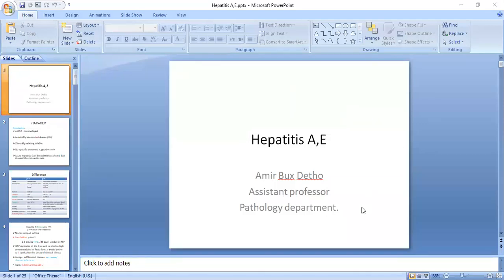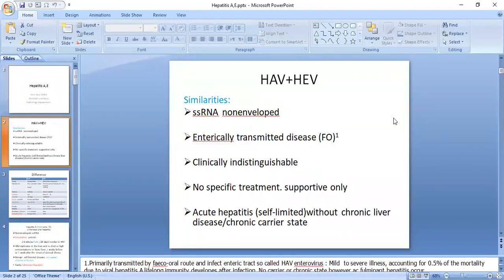Let us start with the topic of hepatitis A and E. I have combined these two topics, hepatitis A and hepatitis E, because of some similarities. And these similarities are as follows.